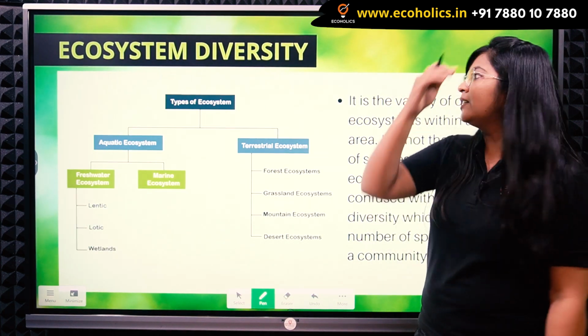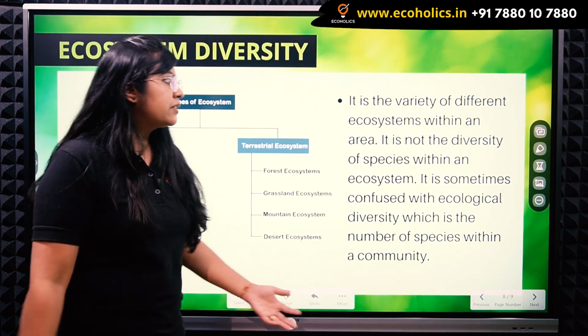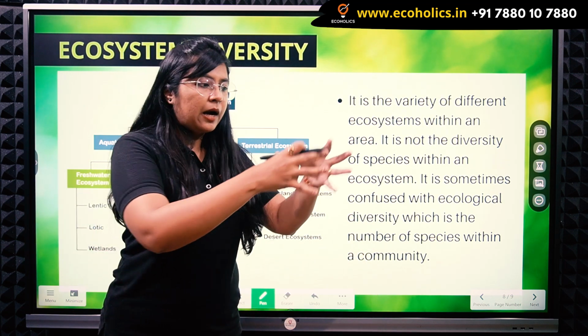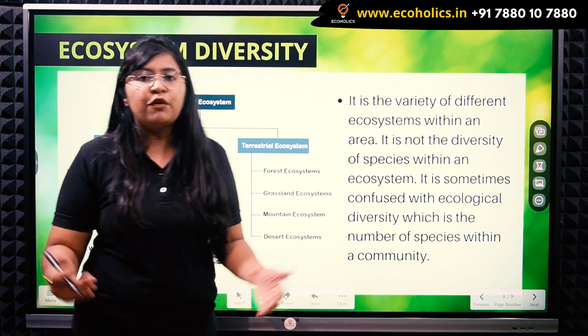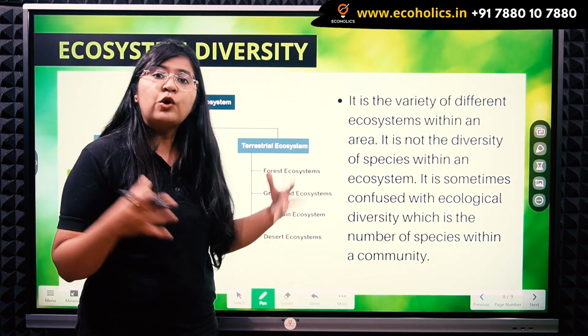And the last one is ecosystem diversity. Now when we talk about ecosystem diversity, it basically represents the different types of ecosystems, special zones for the thriving of different species, different organisms.